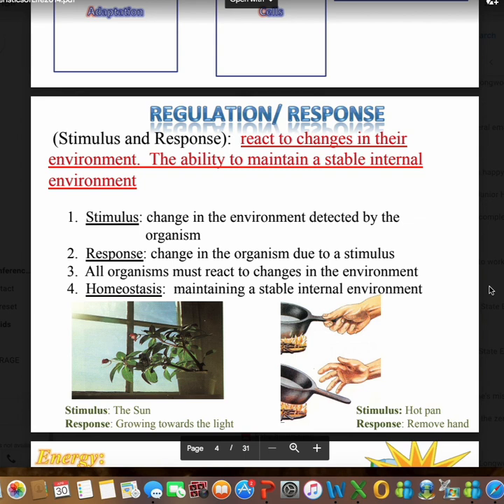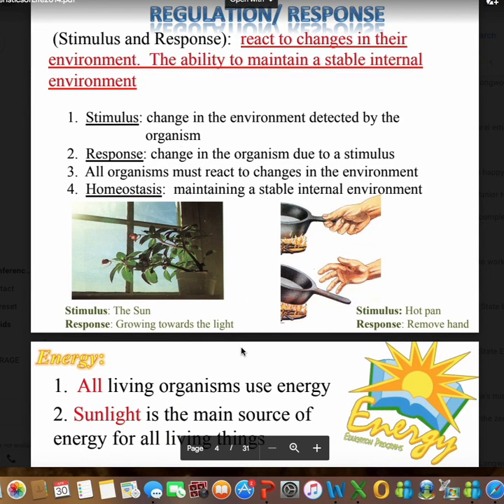Look at the tree. It's actually a plant. Look at that plant. It's not growing straight. Why isn't it growing straight? Because there's no light overhead. Where is the light? The light's coming out the window. So in order for the plant to grow, it needs light, so it has to grow toward the light. The stimulus is the sun, and how it grows is the response.